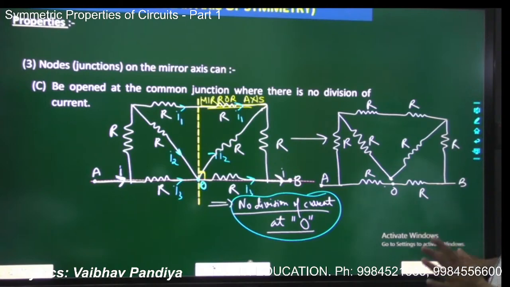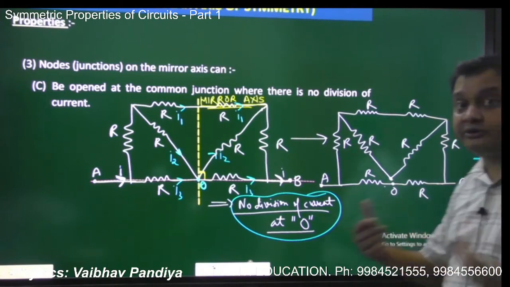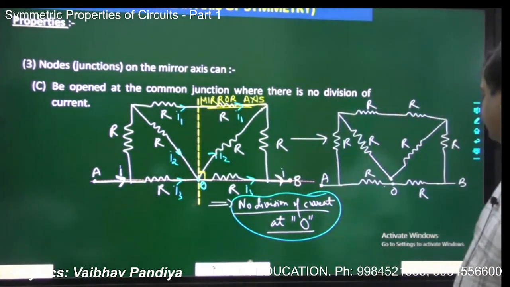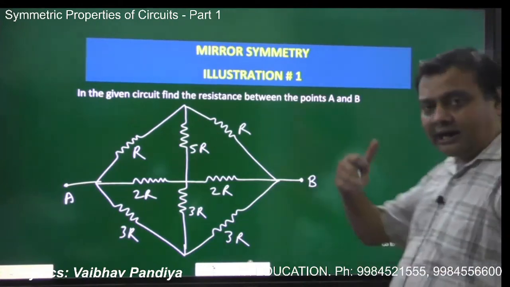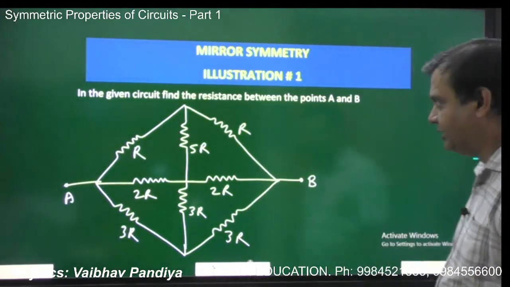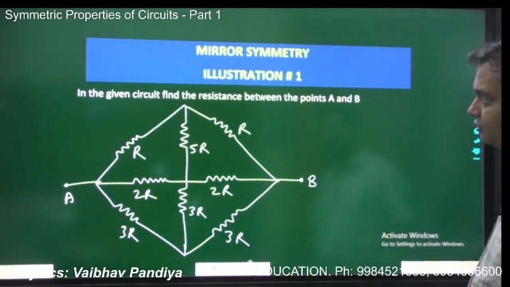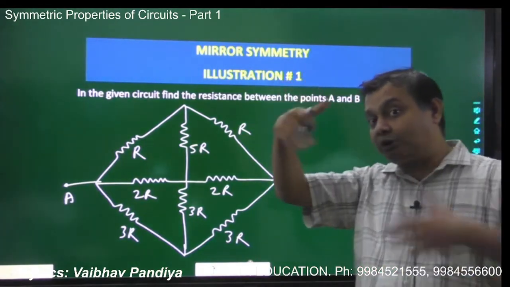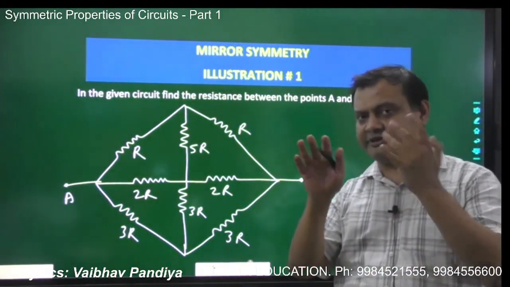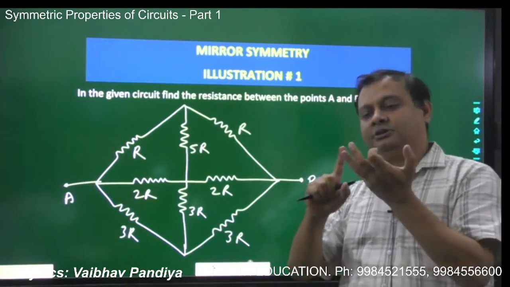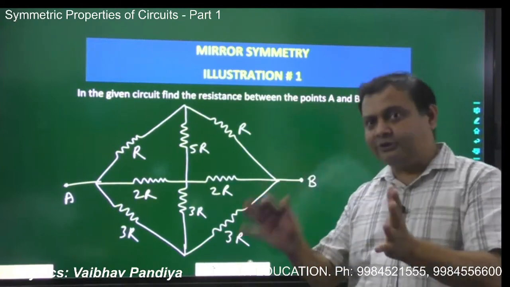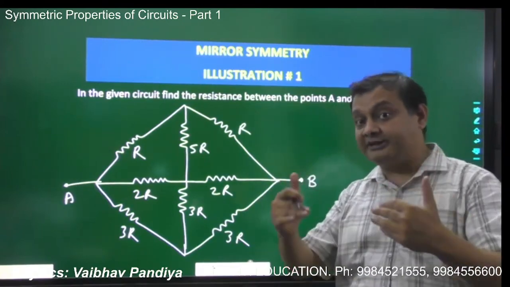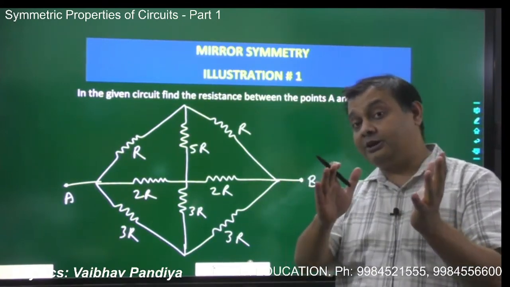Okay. So these are the three properties which we are now going to apply in the problems of symmetric circuits, perpendicular axis of symmetry. Now let's see the first illustration. I will do the problem with multiple approaches. It depends on you which approach you find suitable. And some circuits will have more than one symmetry. Right now we have seen there are four types of symmetry: perpendicular or mirror axis, parallel axis, folding symmetry, shifted symmetry, path symmetry. Right now we are doing the problems on the basis of perpendicular or mirror axis.